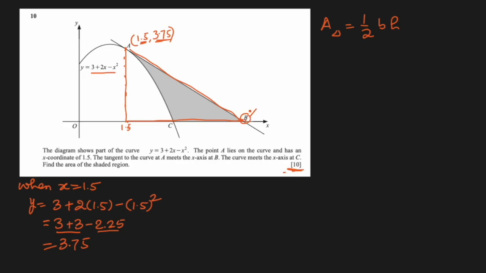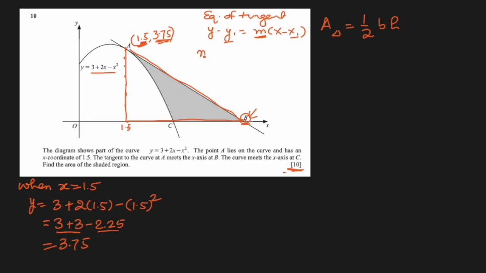Now the challenge is to find the coordinates of B. B is found by finding the tangent's equation, and its x-intercept will give us B. So we have to find the equation of the tangent first. Equation of any line is y minus y1 equal to m times x minus x1. We used it in one of the previous questions as well. We know x1 and y1 because they are lying on the tangent and on the curve. Only challenge here is to find m.